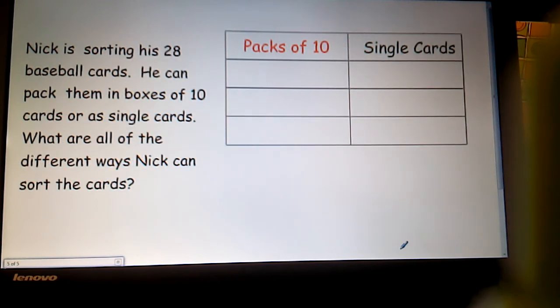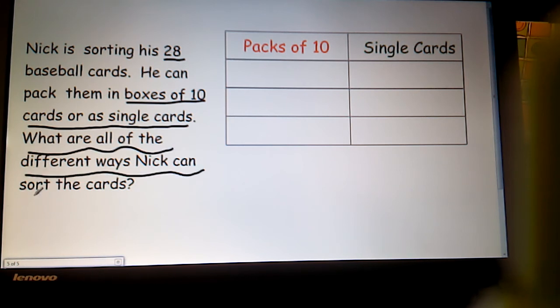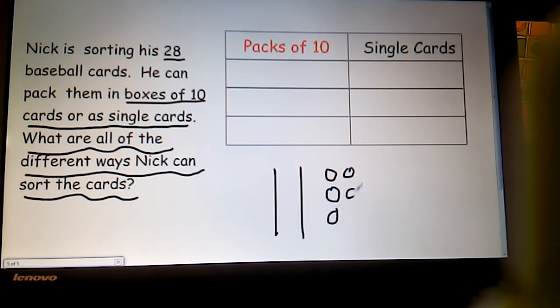One more together. Nick is sorting his 28 baseball cards. He can pack them in boxes of 10 cards or as single cards. What are all of the different ways Nick can sort the cards? Well, he has 28. He can pack them in boxes of 10 cards or single cards. And we need to find out all of the different ways to sort the cards. In the number 28, I know that that's the same as having 2 longs and 8 cubes. That's the first number in my organizer, 2 packs of 10 and 8 single cards.